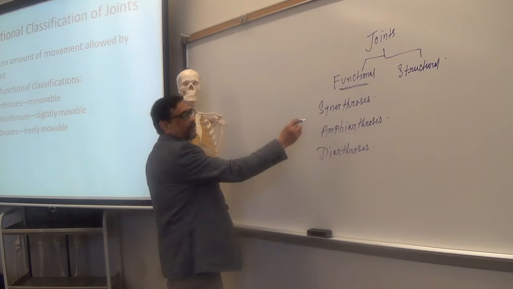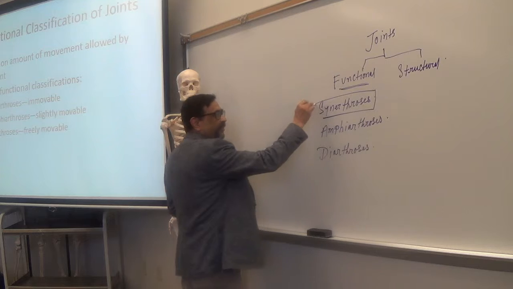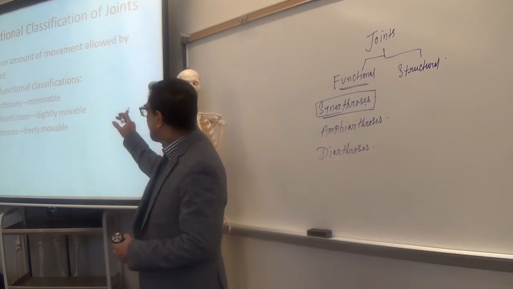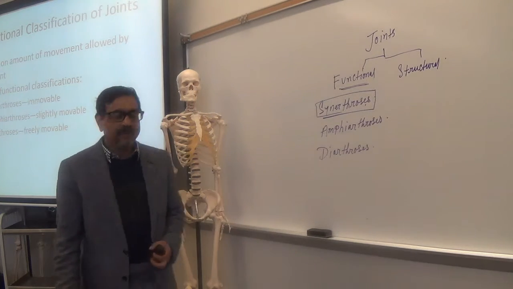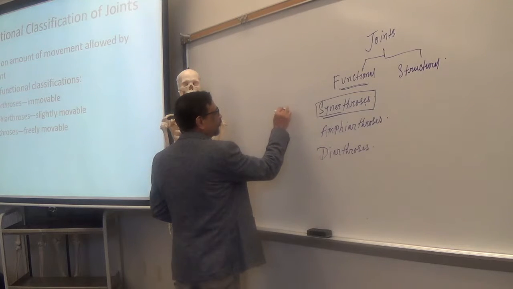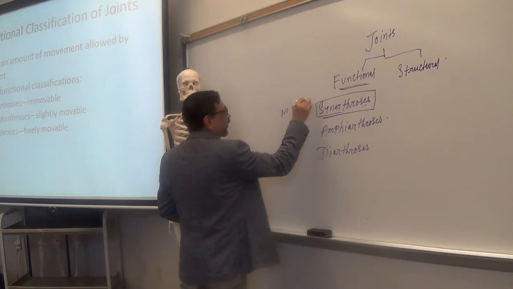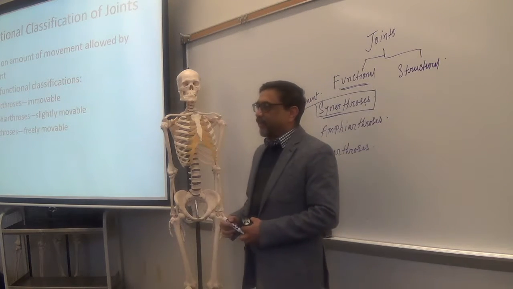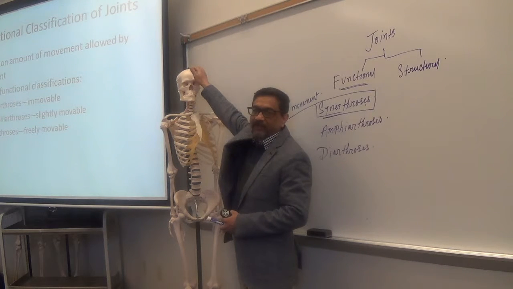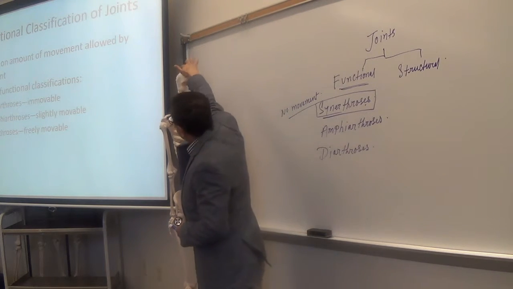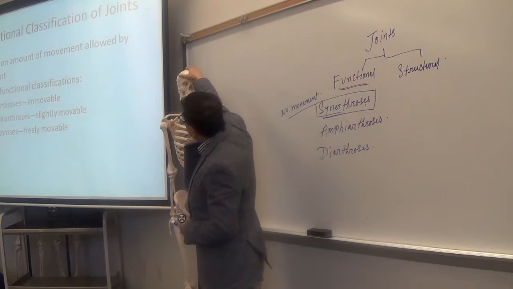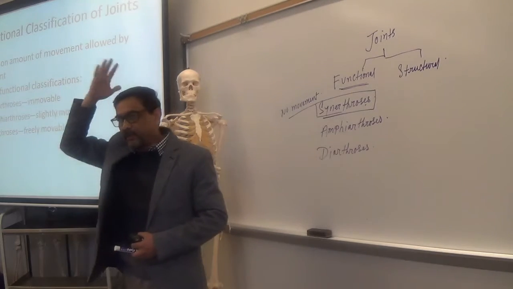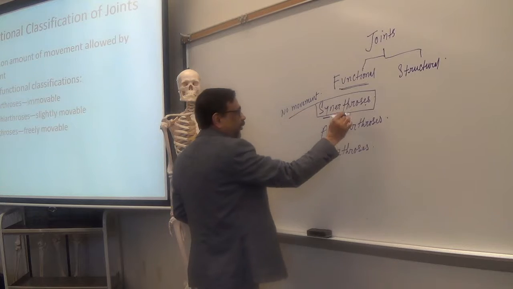Now, synarthrosis are the joints that have no movement, immovable. No movement in synarthrosis type joints. Example, you see here, sutures. You know that sutures articulate the cranial bones, right? But no movement occurs at the sutures, right? Make sense? So sutures are good examples.